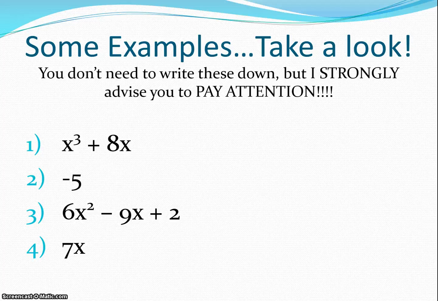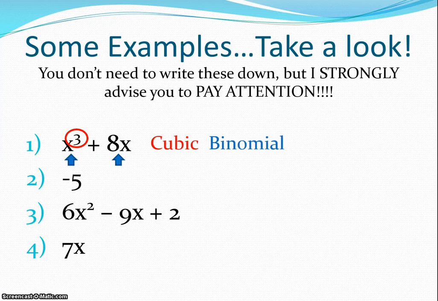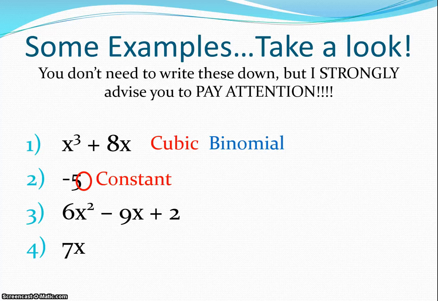So when I'm looking at x cubed plus 8x, remember the first name is by the degree, the highest exponent. It's 3. So that makes this a cubic, and then how many terms? 1, 2, binomial. So this is a cubic binomial. Now look at the second one. What's the highest degree? Well, it doesn't have a degree, so it's 0. So this is just a constant, and how many terms? Just 1. So this is a monomial, constant monomial.